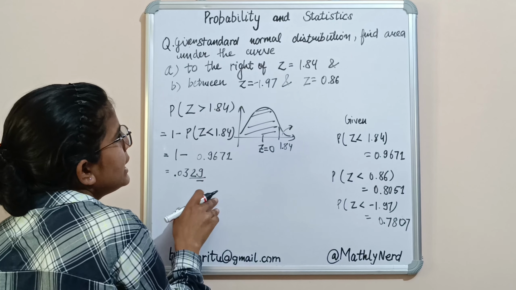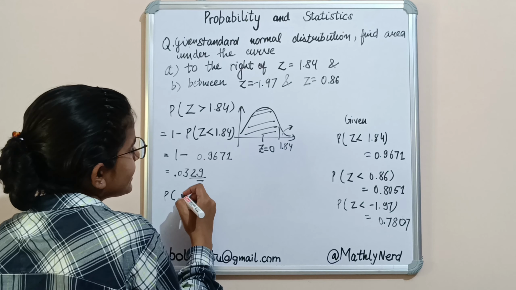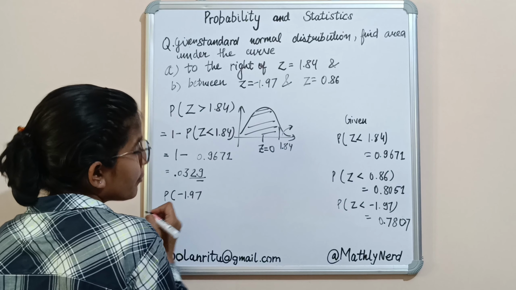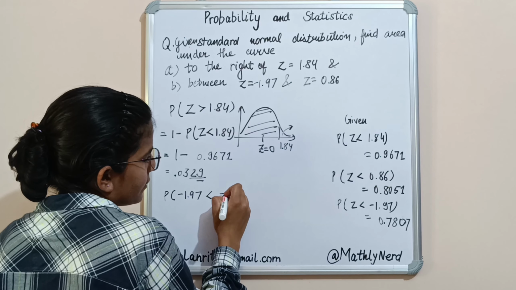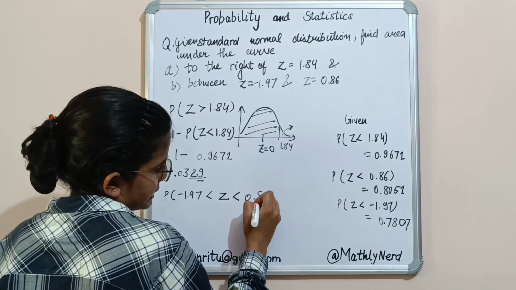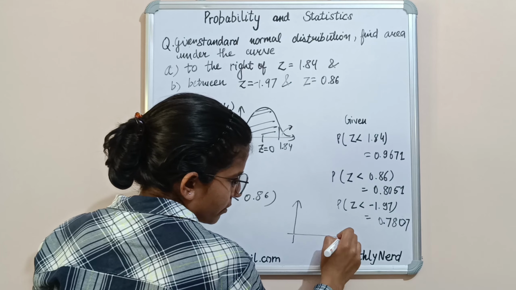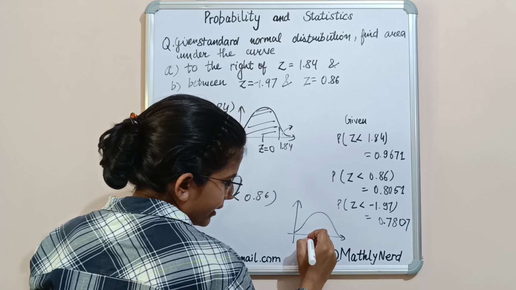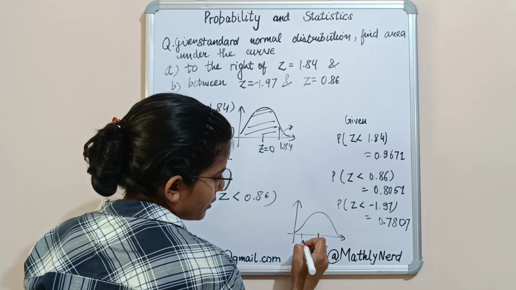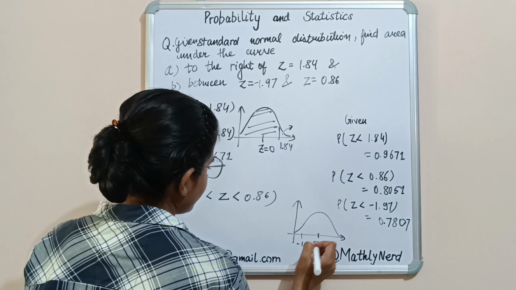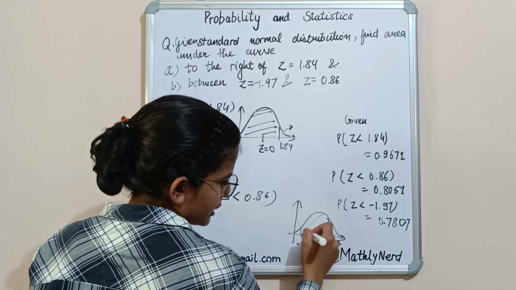Now we have to find the area for Z greater than minus 1.97 and less than 0.86. Let's draw a graph. Let's say here is Z equals 0, here somewhere will be the point minus 1.97, and here 0.86. We have to find this area.